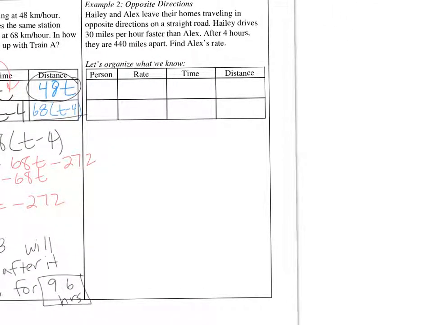So Haley and Alex leave their house traveling opposite directions. So Haley goes one way and Alex goes the other. Haley drives 30 miles an hour faster than Alex. After 4 hours, they are 440 miles apart. Find Alex's rate. This time we're asking about a rate. So if we have to find Alex's rate, this will be Alex, this will be Haley. Alex will be r.